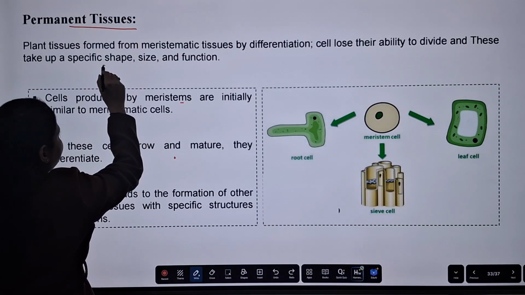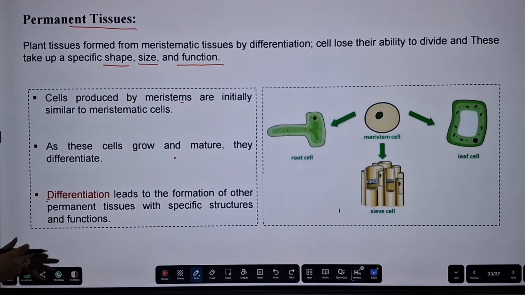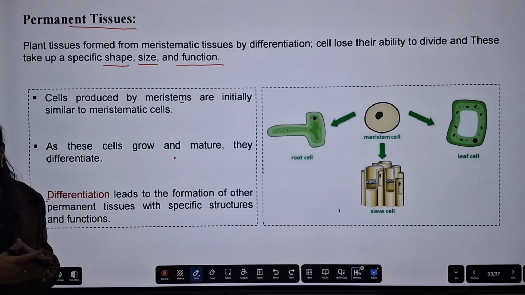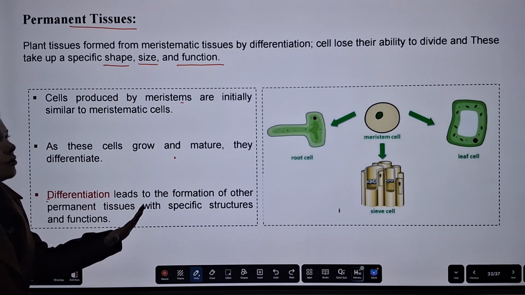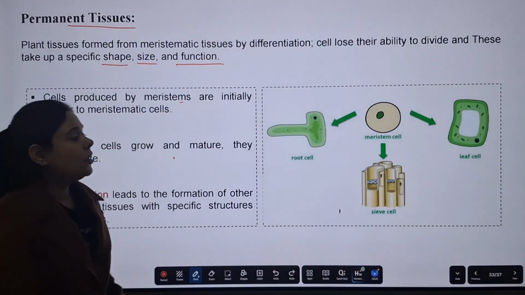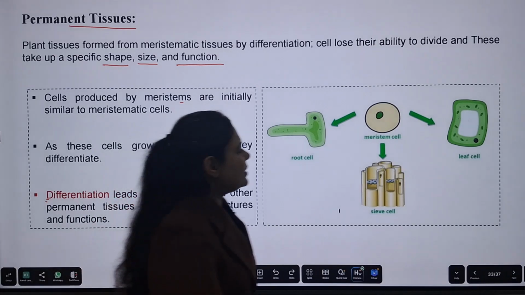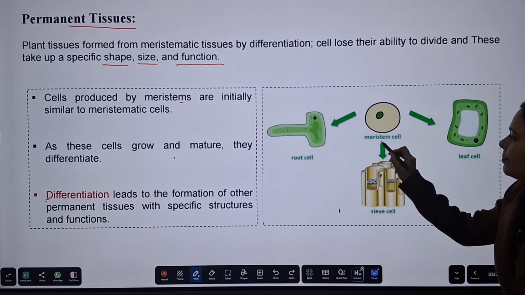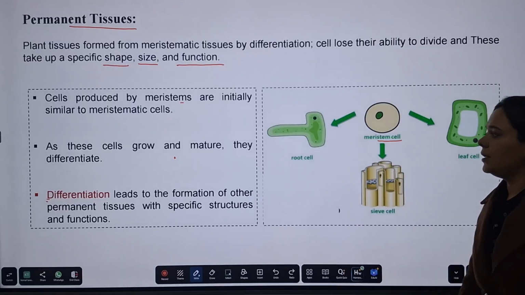Means they have specific shape, size, and functions. They are permanent. They are not able to undergo divisions. They perform a specific function. They are differentiated. How are these permanent cells formed in the body? Permanent cells are formed from meristematic tissues only, from meristematic cells only.